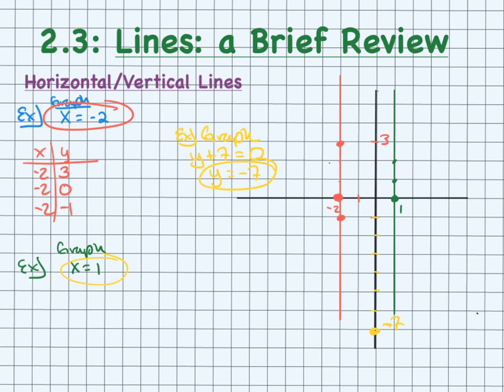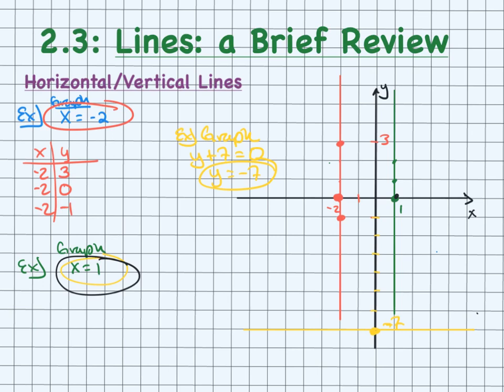And I draw a line through that axis. So if I have a y equals equation, my line goes through, I should have labeled this, the y axis. If I have an x equals, like x equals 1, the line goes through the x axis.